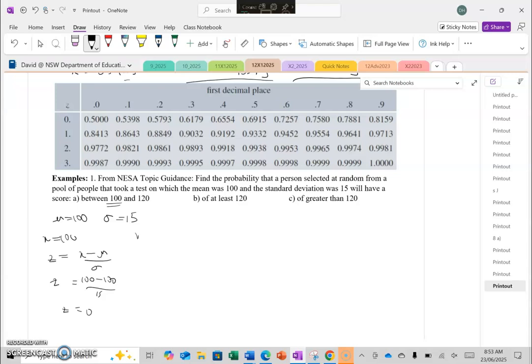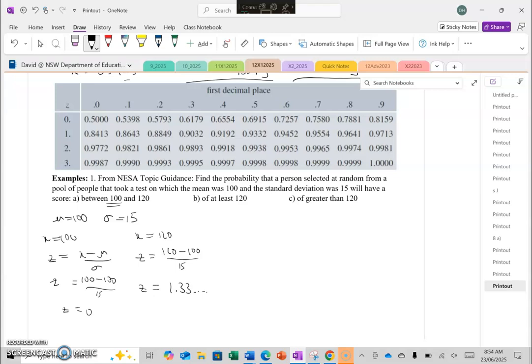Okay, we also need to work out the z-score for a score of 120. So that'll be 120 minus the mean of 100 over 15. That's not a whole number, so hence why they've got the table there. If you put that in your calculator, you get 1.33 recurring. Okay, this table has one decimal place. So we'll do the best that we can based on this.